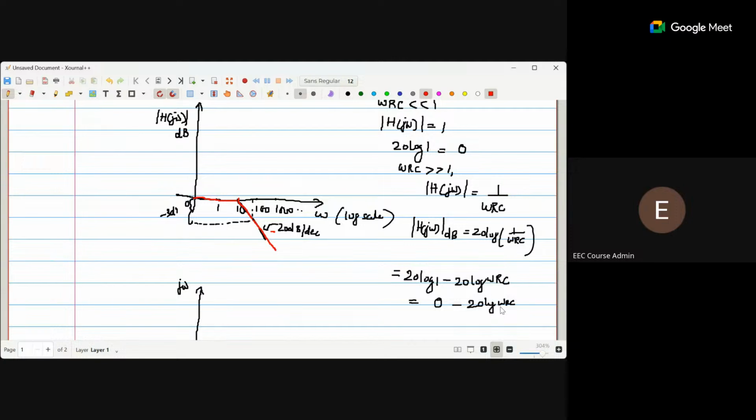Correct? Means if we put the value of omega equal to 10, that will be minus 20 dB. Yes. Okay, so 0 minus 20 log this one becomes minus 20 dB. So accordingly, one pole always introduces a slope of minus 20 dB per decade to the magnitude plot of the Bode plot.